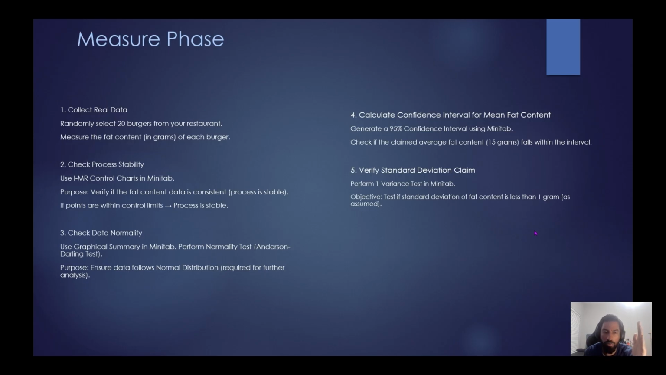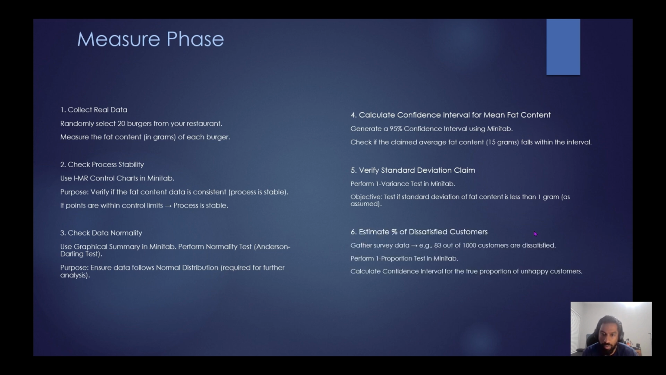Before we move to the next stage of the DMAIC process, the operating manager also wanted to do a survey to find out the number of dissatisfied customers. So he does a survey and finds out that out of 1,000 customers, 83 customers were found to be dissatisfied with the burger. Now, from this survey data, he wants to calculate the confidence interval for the true population of unhappy customers. From sample data, find the value for the true population. And to do that, we have a test called the one proportion test in Minitab.